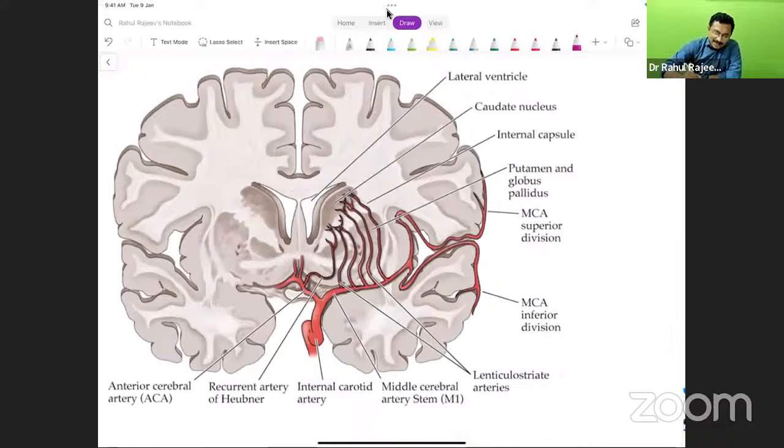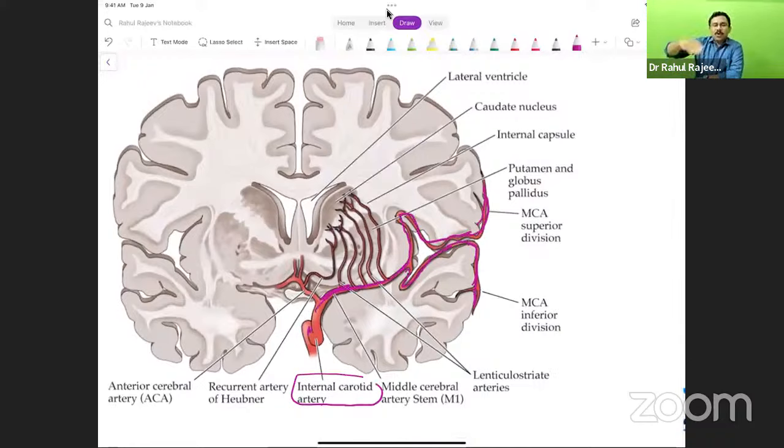So you look at the middle cerebral artery. This is the internal carotid, and from there the MCA is going laterally. This is the MCA, and the MCA will divide in the Sylvian fissure, and subsequently it ends by dividing into a superior division and inferior division. This is the normal course of a middle cerebral artery.